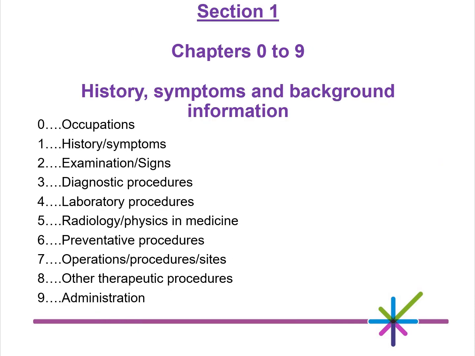Read codes are split into 3 sections or chapters. The number or letter starting the code denotes the chapter. Chapters starting with a number are history, symptoms, procedures, and background information. For example, Chapter 1 is history and symptoms and includes codes for things like personal history or family history of a disease. Chapter 9 is the administration chapter and includes codes for things like a patient who did not attend an appointment.